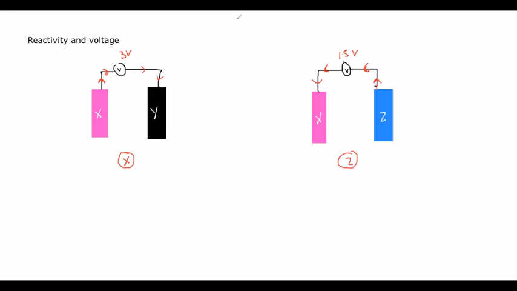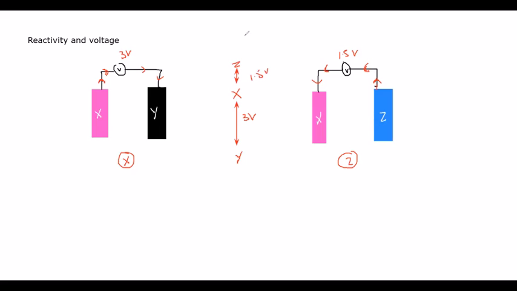And you have to set up the reactivity. So how do you set up the reactivity? As you identify X is more reactive than Y, X should be above and then Y should be below. And how much is the gap between them? If it's 3 volts, you can draw a 3 centimeter line to explain this gap. So 3 centimeter or 3 volts. Then between X and Z, Z is more reactive. So Z should be above, but how much is the difference? 1.5. So 1.5 difference means they will have a small difference in the reactivity. So this is the 1.5 example.